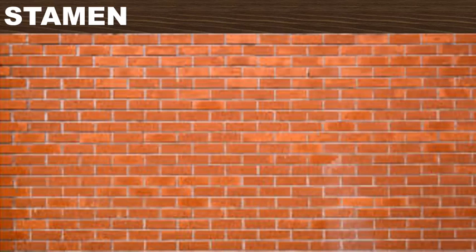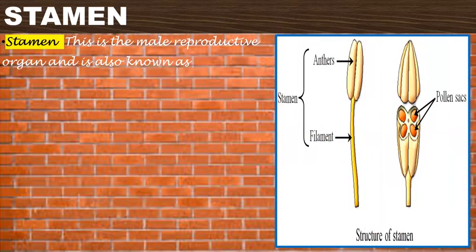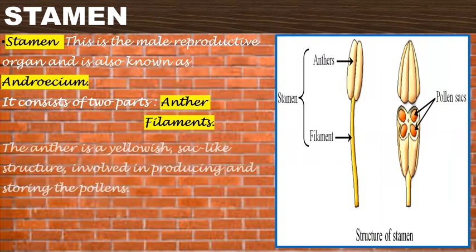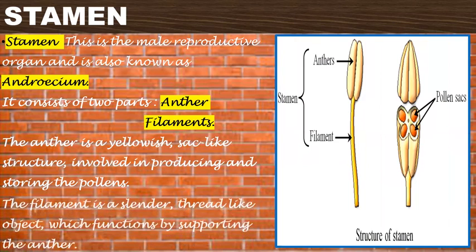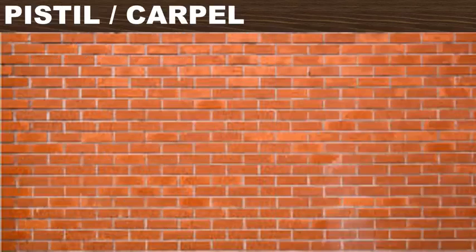Let's talk about stamen. Stamen. This is the male reproductive organ and is also known as androecium. It consists of two parts, anther and filaments. The anther is a yellowish, sac-like structure involved in producing and storing the pollens. The filament is a slender thread-like object which functions by supporting the anther.